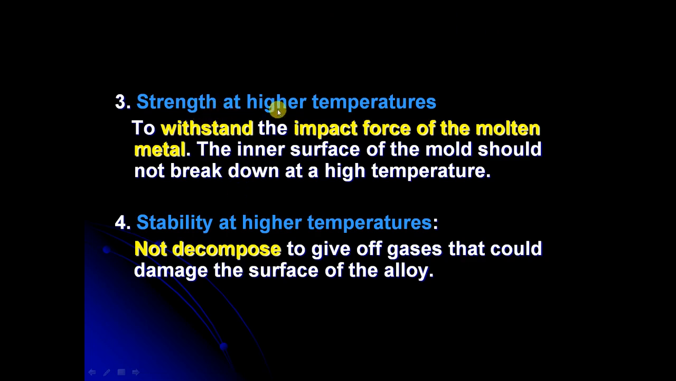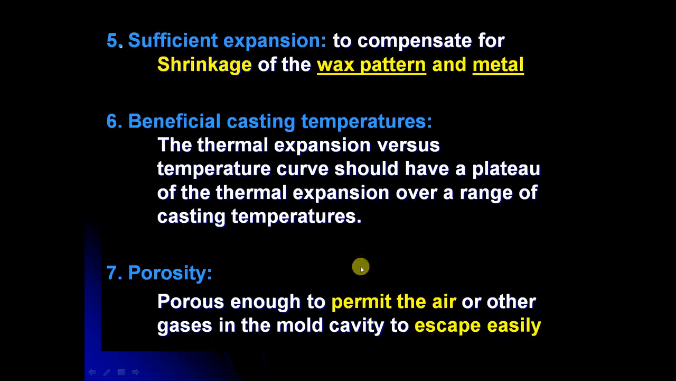It should have strength at a high temperature to withstand the impact force of the molten metal. The inner surface of the mold should not break down at a higher temperature. It should be stable at the higher temperature and not decompose to give off gases that could damage the surface of the alloy. It should have sufficient expansion to compensate for the shrinkage of the wax pattern and the metal. It should have a beneficial casting temperature.